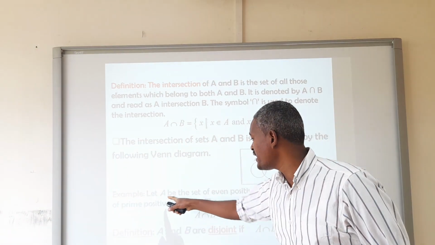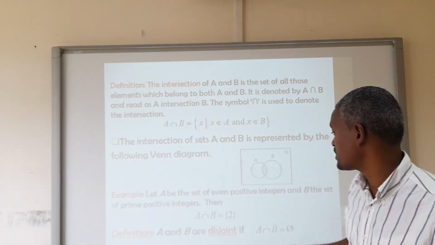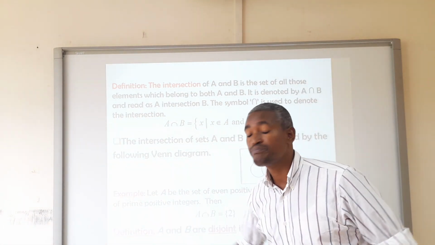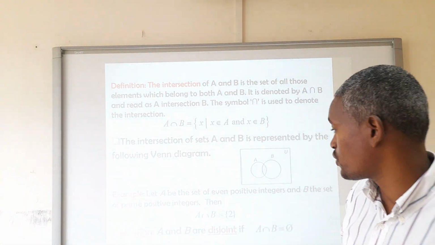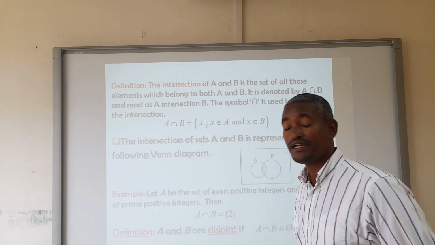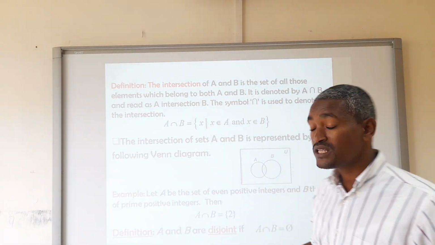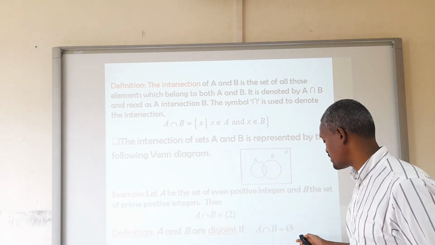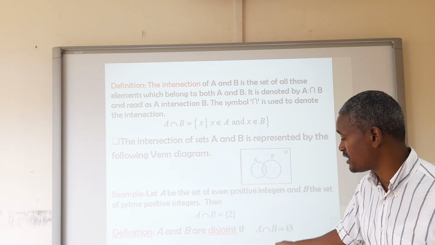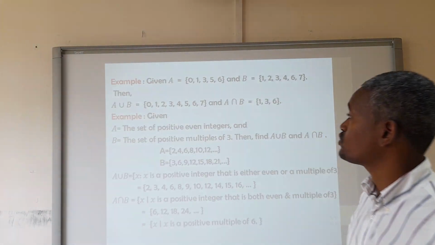For instance, let A be the set of even positive integers, and B be the set of prime positive integers. The intersection of A and B is only 2. 2 is a prime number and also an even number. Two sets are said to be disjoint if their intersection is an empty set. If the intersection of two sets is empty, then we call the two sets disjoint.